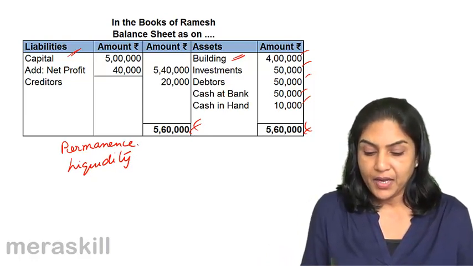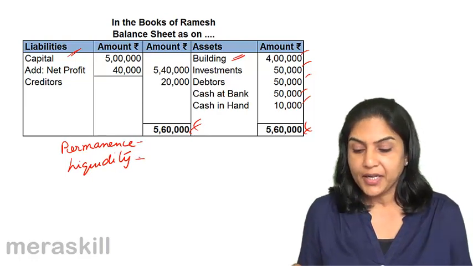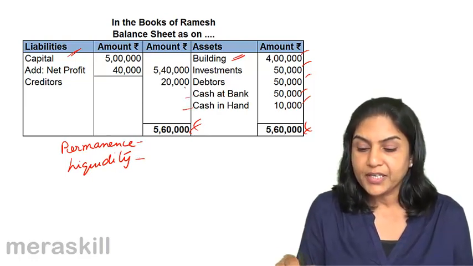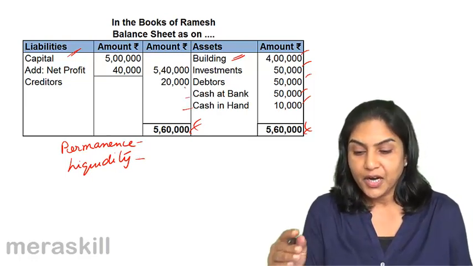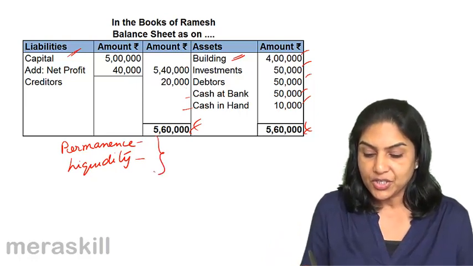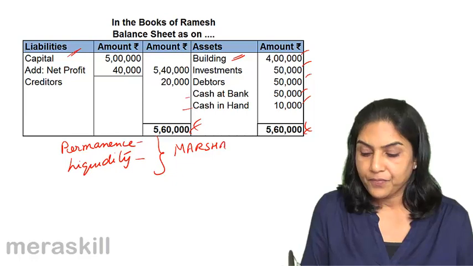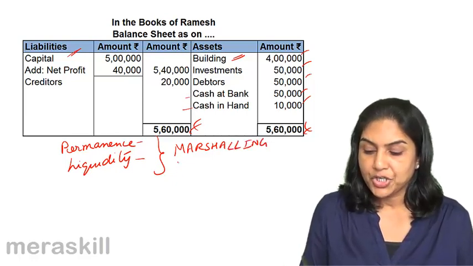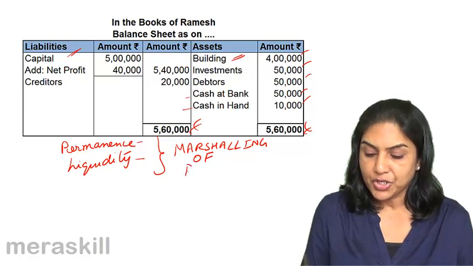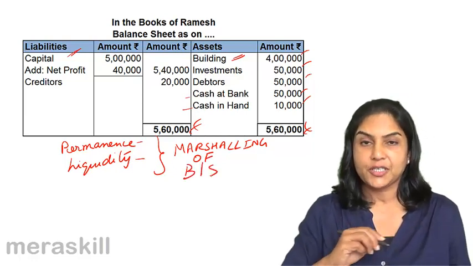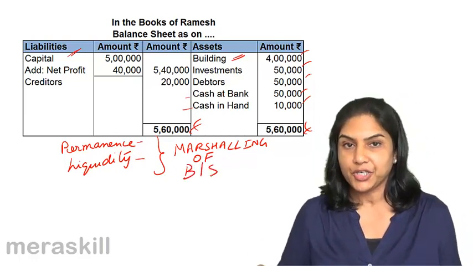Or it may be in the order of liquidity, where the most liquid items are shown first. Arranging the balance sheet as such is called marshalling of the balance sheet.